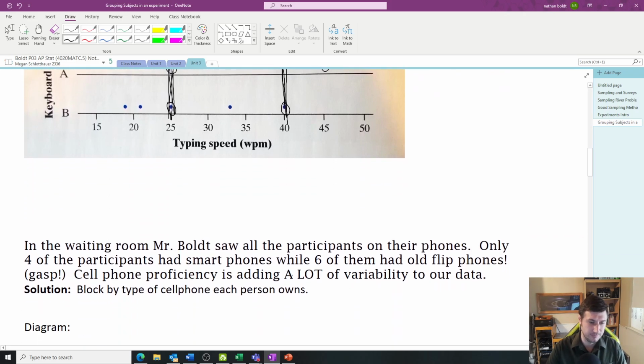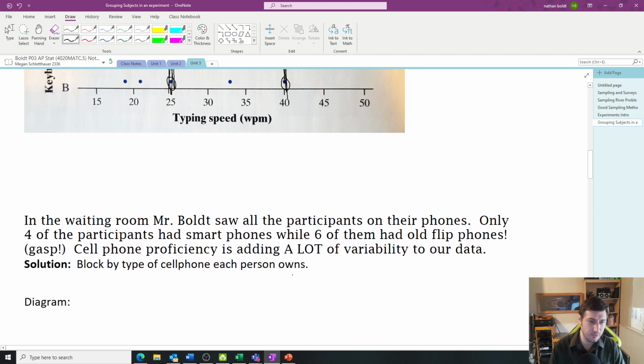But then, Mr. Bolt comes in. In the waiting room, Mr. Bolt saw that all the participants were on their phones. Only 4 of the participants had smartphones, while 6 of them had old flip phones. Cell phone proficiency is adding a lot of variability to our data. All right? We cannot compare these apples and oranges. We shouldn't necessarily compare people that have smartphones to people that don't have smartphones. That could really affect your typing speed.